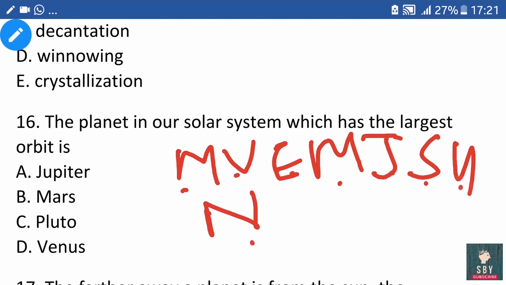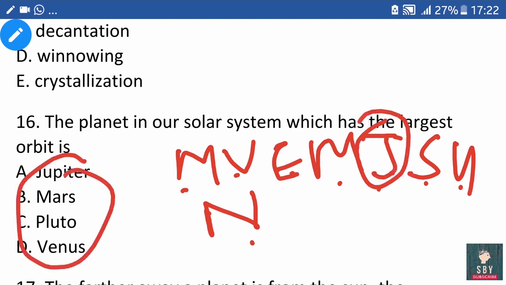Mercury, Venus, Earth, Mars, Jupiter, Saturn, Uranus, Neptune. So the one which is here is, I think, Jupiter. Jupiter is the farthest, looking at the answers listed here. So the answer is A, Jupiter.